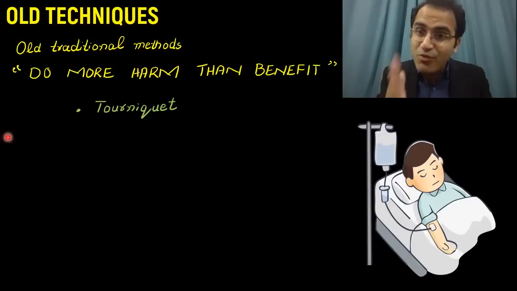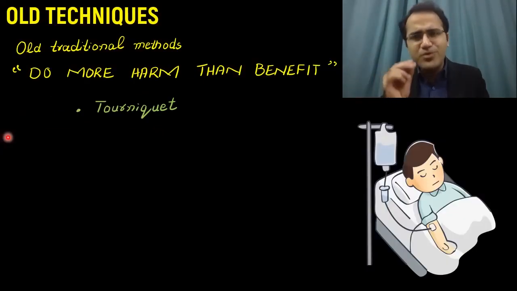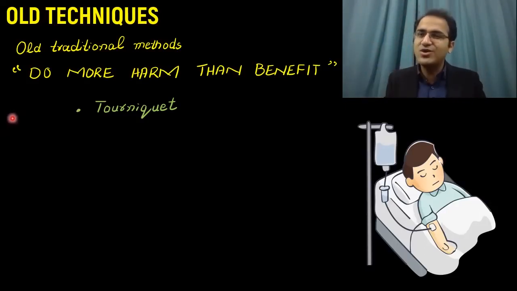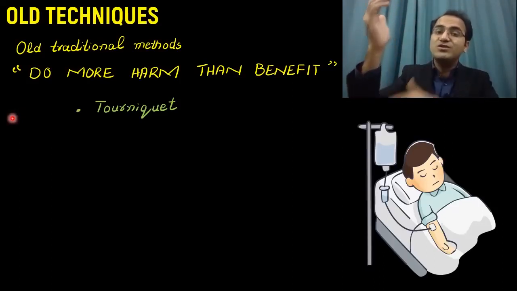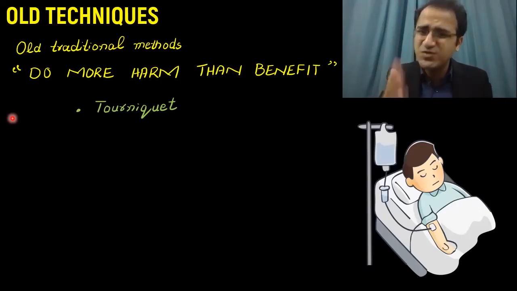As I said, at the point of immobilizing the limb, people make common mistakes. The old traditional methods do more harm than benefit. The old traditional method of tightening a tourniquet on the limb which has been bitten by a snake is very harmful. Why is it harmful?